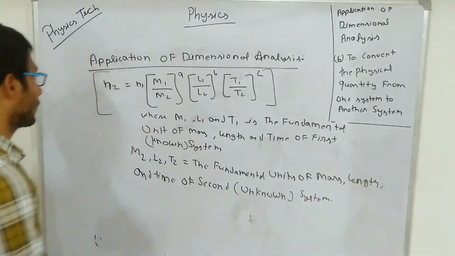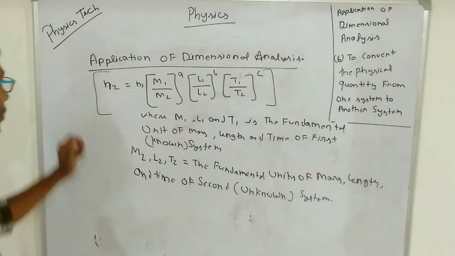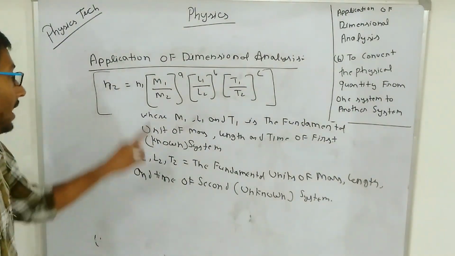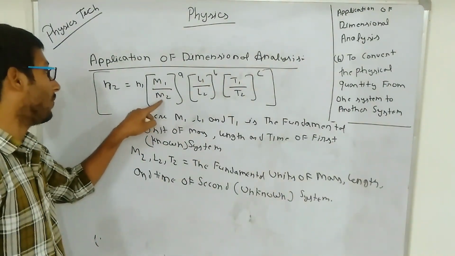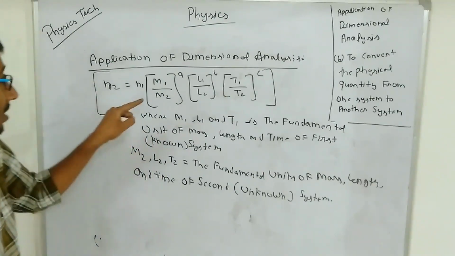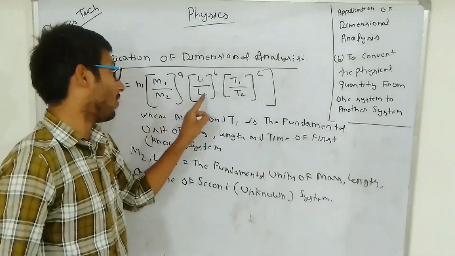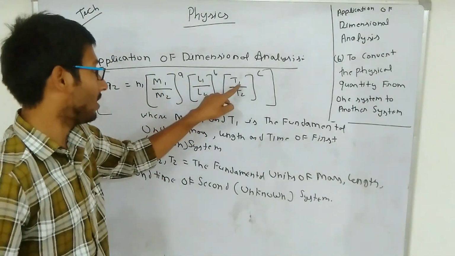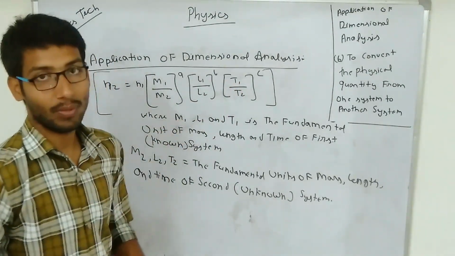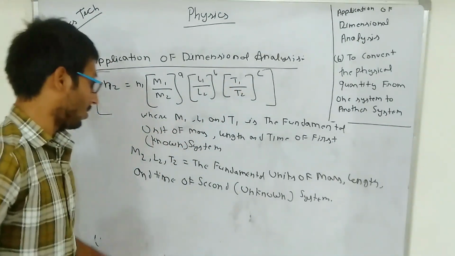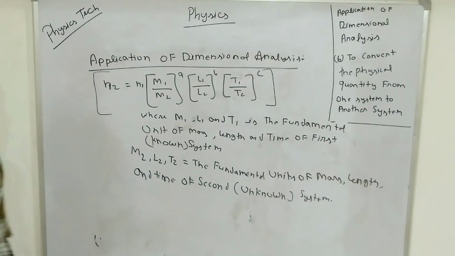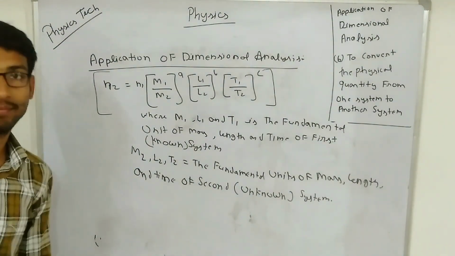We already know the M2 and the M1. A is the power of M1 or M2 mass, B is the power of L1 or L2, and C is the power of T1 or T2. So please take a note. After that we will take some examples.